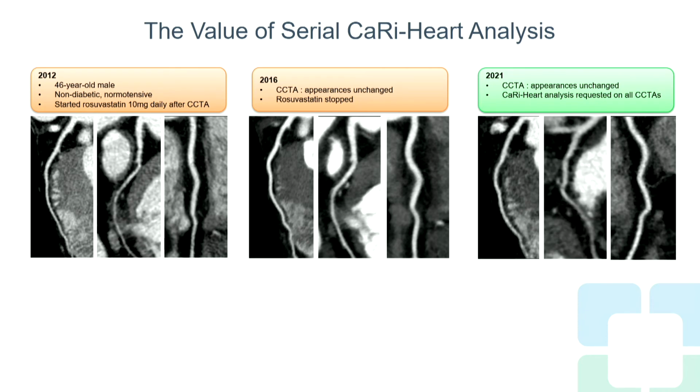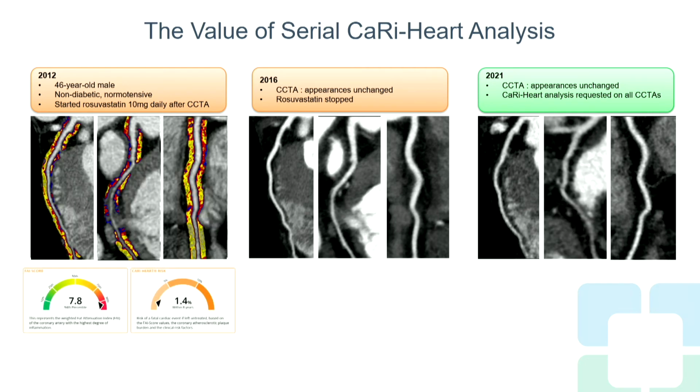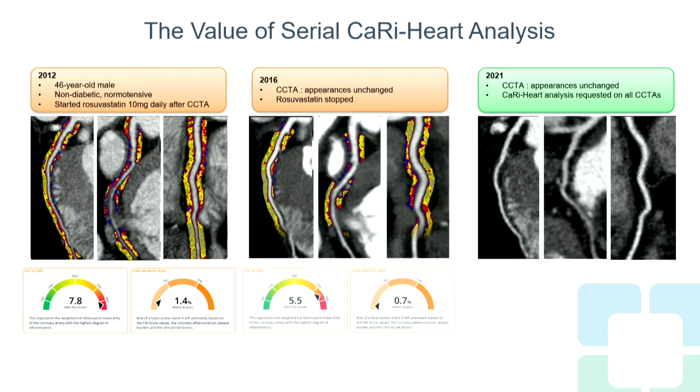And at this time now we have Harris and his persuasive ways, so we have now ordered a Cari Heart analysis on everyone. So the first scenario, 7.8%, putting it in the more than 90th percentile, 1.4% 8-year risk. Now, we are at 5.5 Cari Heart risk and 0.7% 8-year risk. So doing okay, not too shabby.